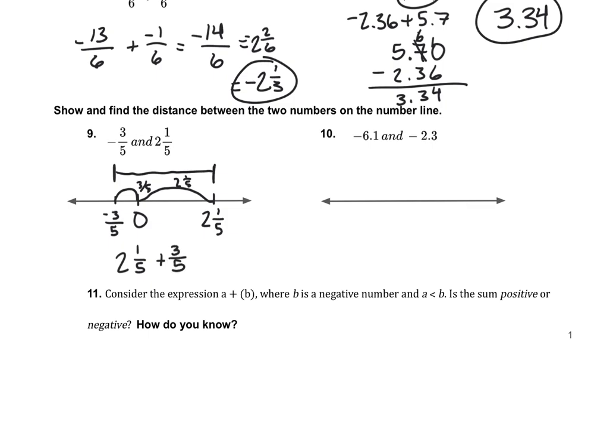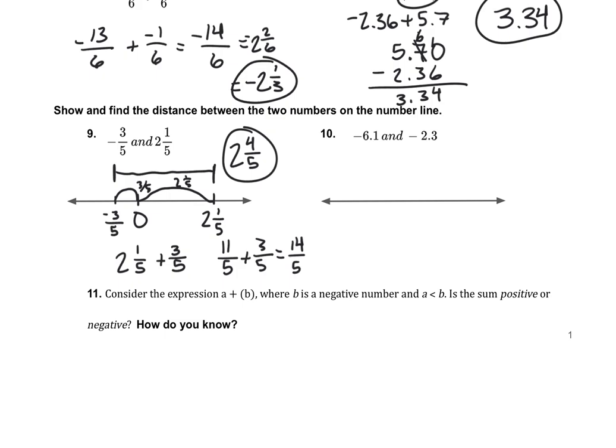2 and a fifth can be rewritten as 11/5 plus 3/5 is 14/5, right? 14/5 can be simplified down to 2 and 4/5. That would be my distance.